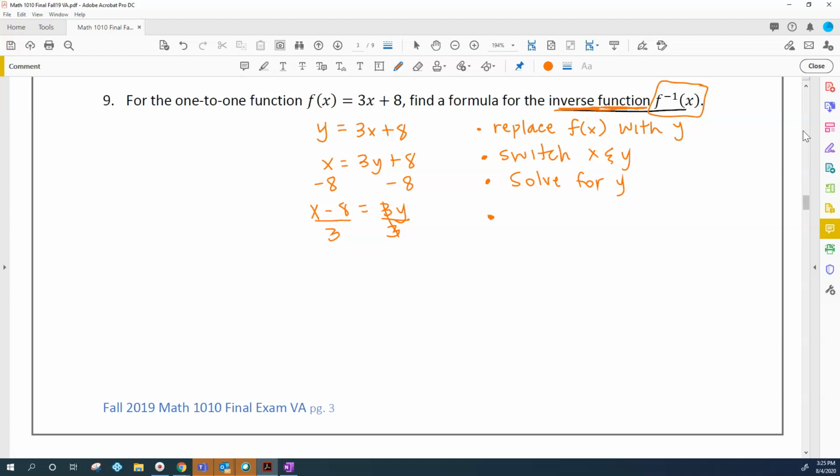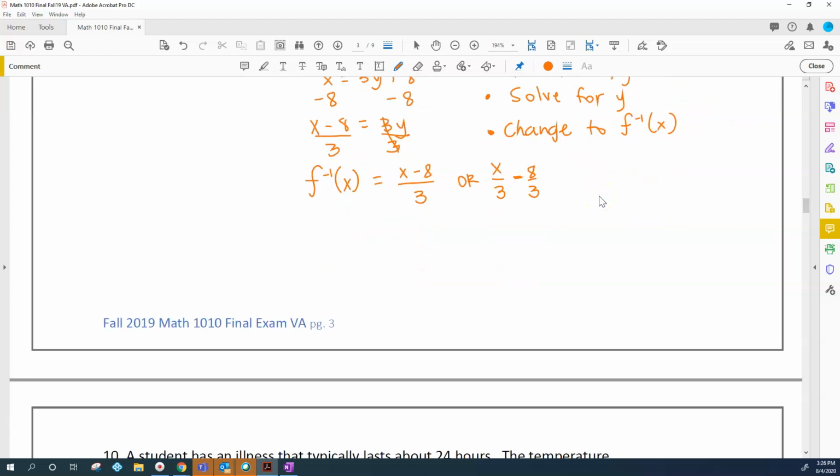So once you say y equals all of this stuff, the last step is you've got to change it and show it in that inverse function form. So the inverse of f of x is x minus 8 over 3. And it doesn't matter if you write it like this or if you separate it out like this. They'll accept it both ways. All right, so that's the inverse function stuff.